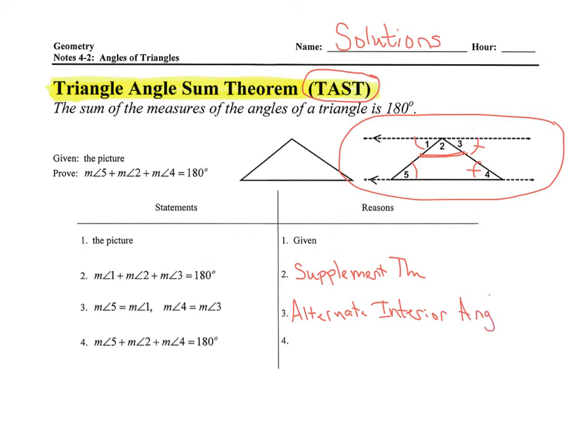Then we're going to be using substitution. We're going to replace the measure of angle 1 with the measure of angle 5, and in for the measure of angle 3, replace it with the measure of angle 4. And that's substitution, so we have just proved TAST.